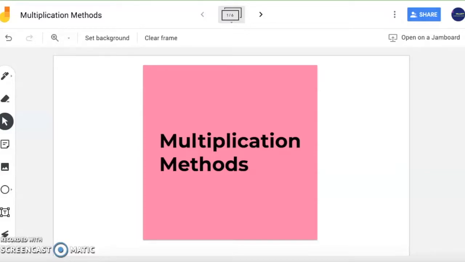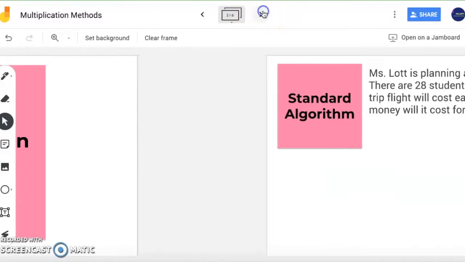Hello, in this video we are going to review multiplication methods. Now many of you guys are very familiar with the standard algorithm, which we will review, but this video is also going to talk about two other multiplication methods called area models and lattice multiplication.